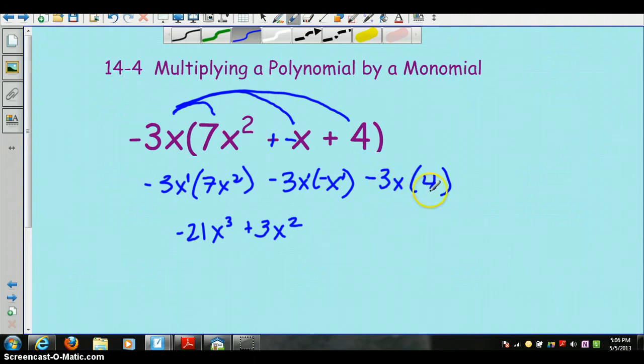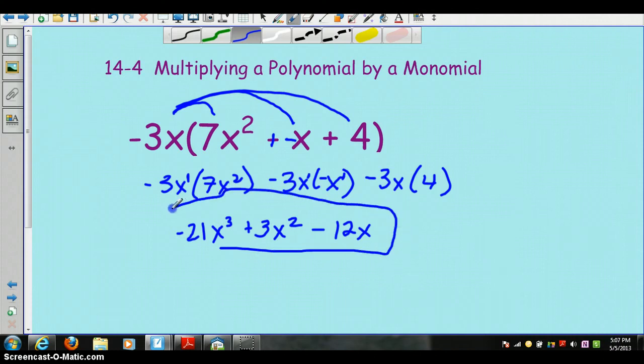Then we have a negative 3x times 4. It's going to stay as an x because we don't have another variable to multiply it by, so it's going to be a minus 12x. And that's going to be your answer because we cannot combine any of those like terms because the variables are different. So pretty much what we're doing is distributing whatever is on the outside to the inside, and then we have to add the exponents because that's what you do when you multiply powers.